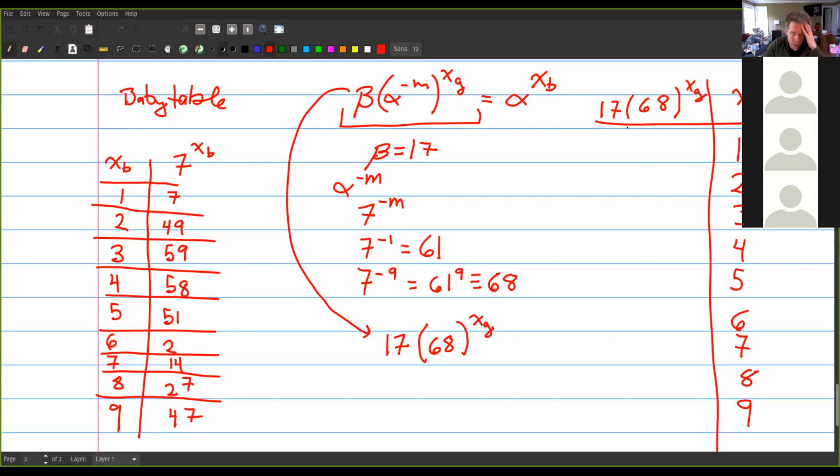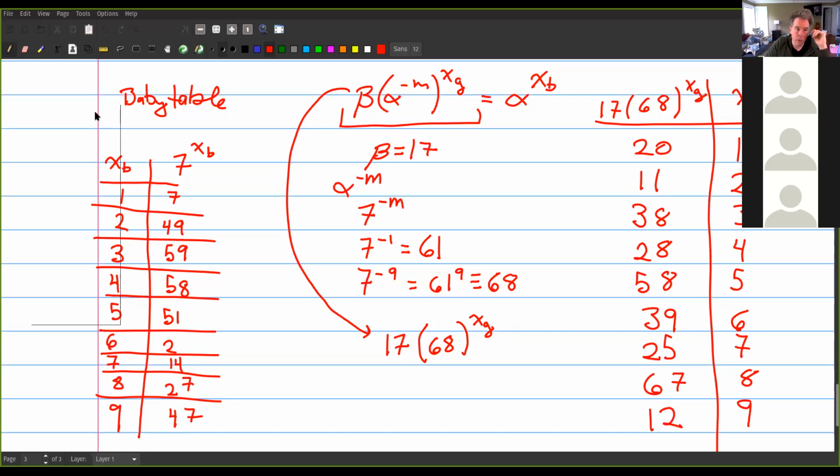And these numbers turn out to be 20, 11, 38, 28, 58, 39, 25, 67, and 12. Okay, and now we're looking for a match. So do you see anything that's in the giant table that's also in the baby table?